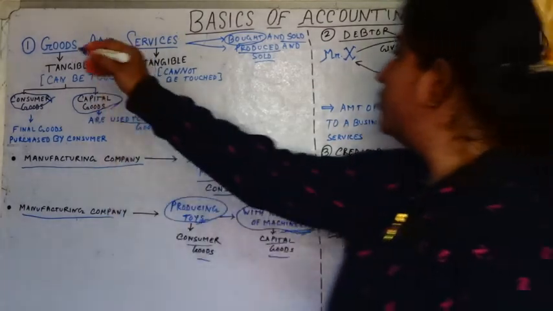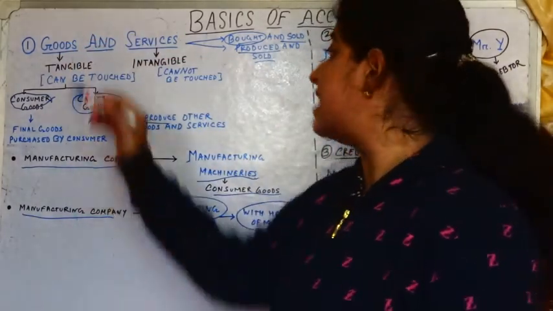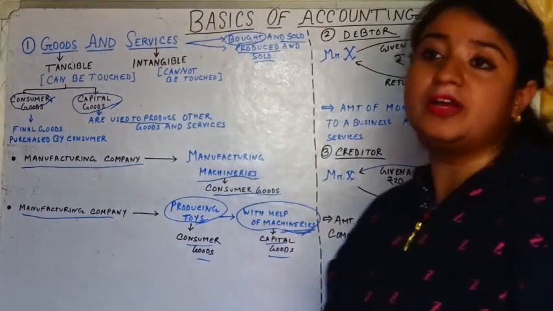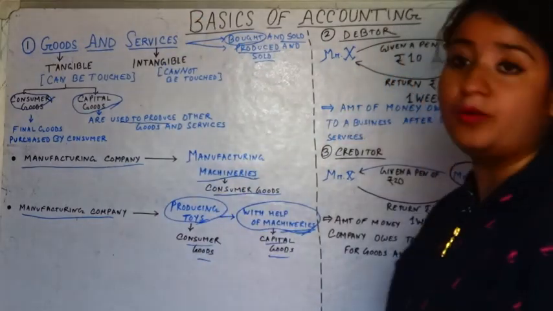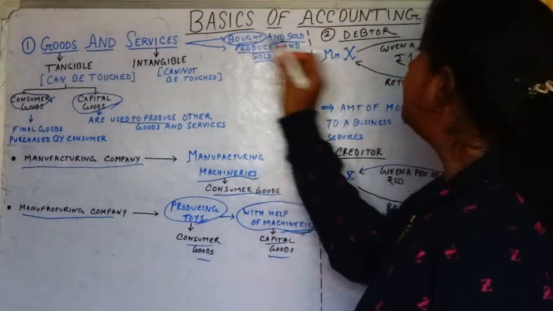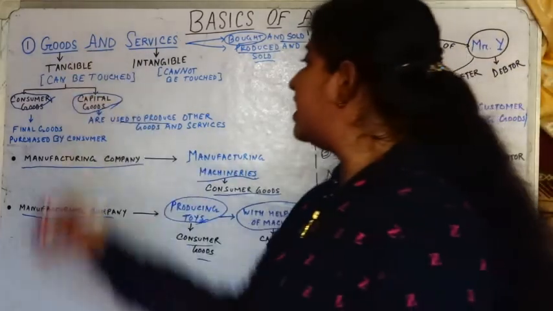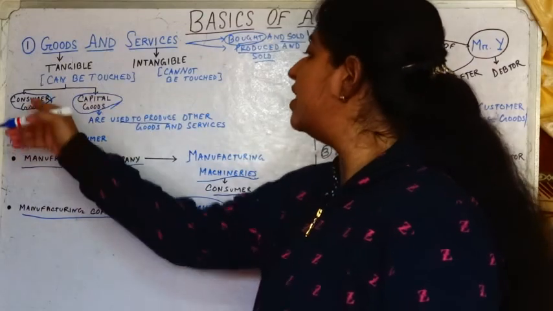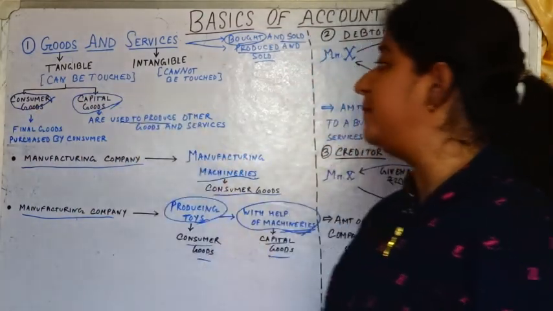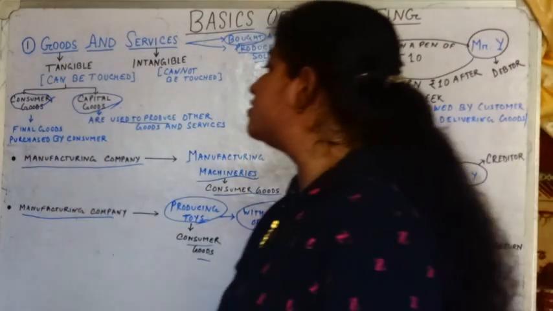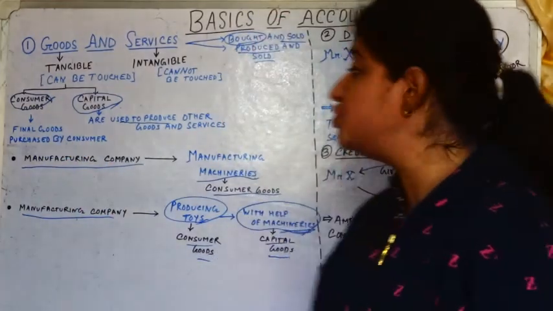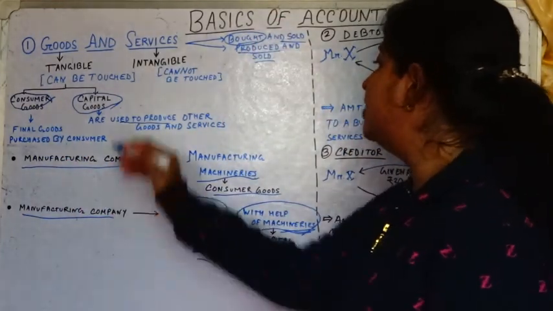Once again, goods and services: goods can be called tangible, services can be called intangible in nature. It can be either bought and sold, or it can be produced and sold. Goods can be classified into two: one is consumer goods, another is capital goods. What is consumer goods? Final goods that are purchased by the consumer, and capital goods that are used to produce other goods and services.